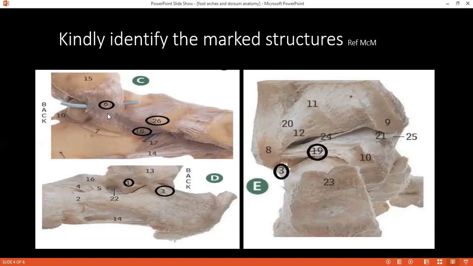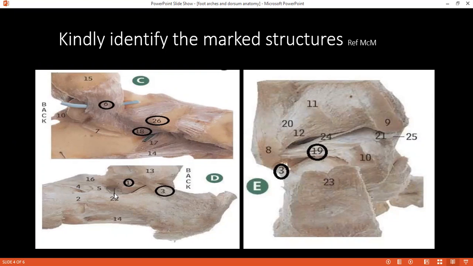Picture C is from the medial view and shows the deltoid ligament. Number 26 is the tibionavicular part, and 18 is the spring ligament, or calcaneonavicular ligament. Right. And what is picture D? From the lateral side, this is the anterior talofibular ligament, and 3 is the calcaneofibular ligament. Good.